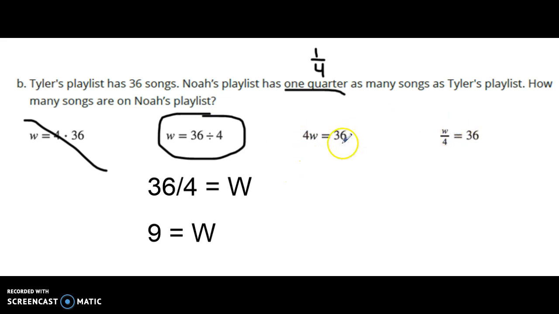Take a look at these other two. For these ones, you're going to have to isolate 36. So you want to figure out, how do I get 36 by itself? Pause the video and then hit play when you're ready to review.